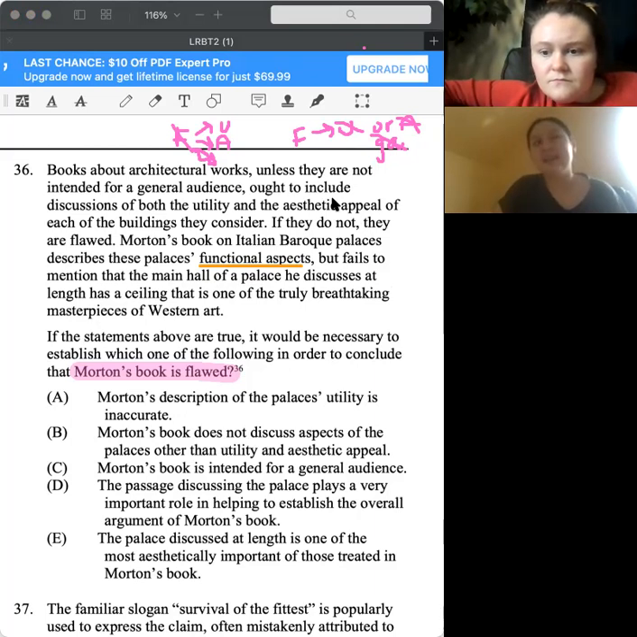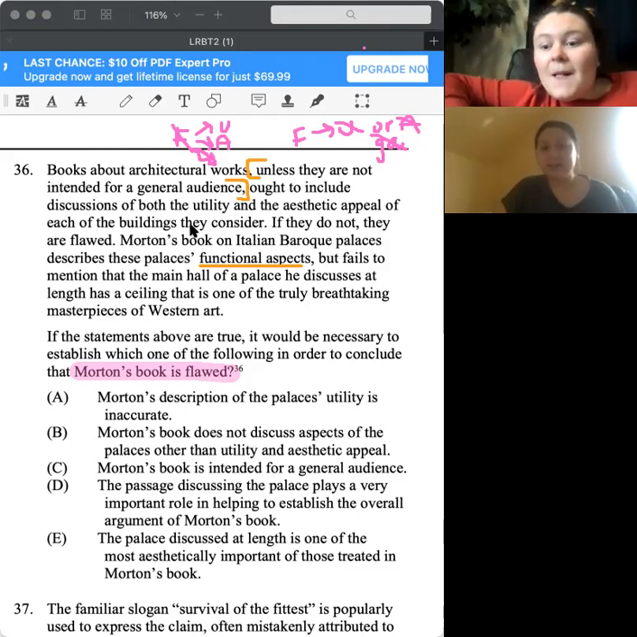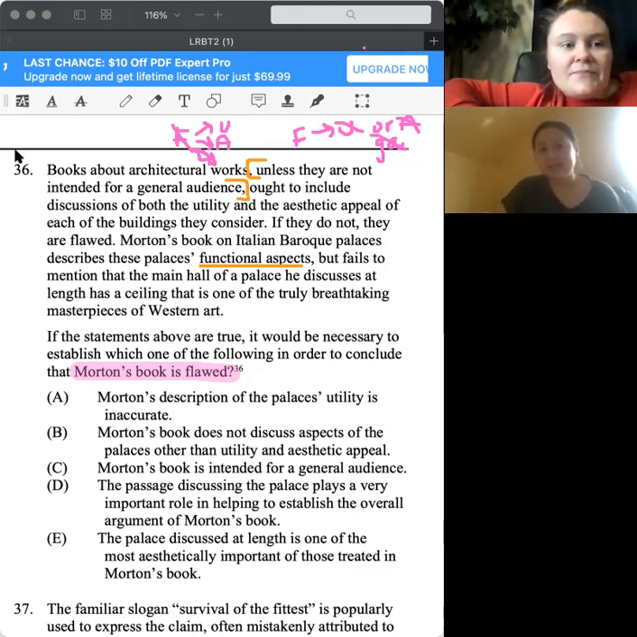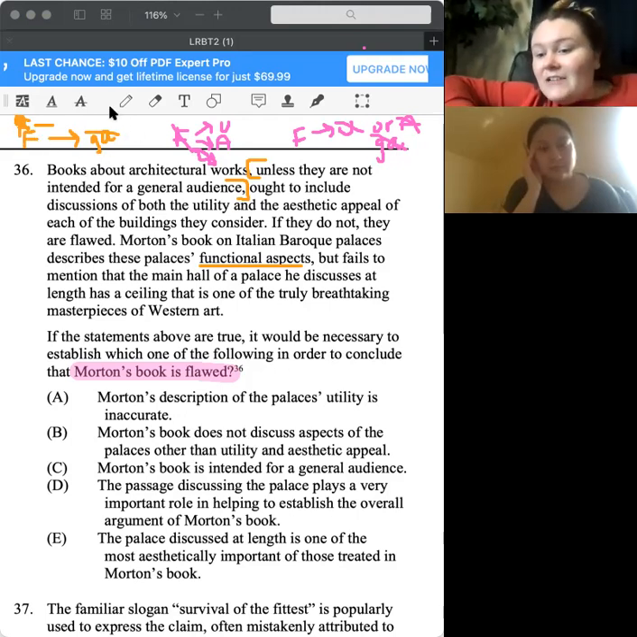I think yes, I think so. Well, what is this? This is where I think the really important part is: unless they are not intended for a general audience. So then it's not enough, because if it's not flawed, okay, hold on, "unless" introduces necessary, so not intended for a general audience, but then you have to negate the sufficient. So books about, so this would be flawed. So if it is flawed, that means that it's not about a general audience, right?